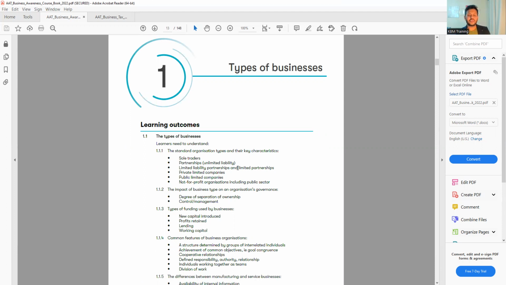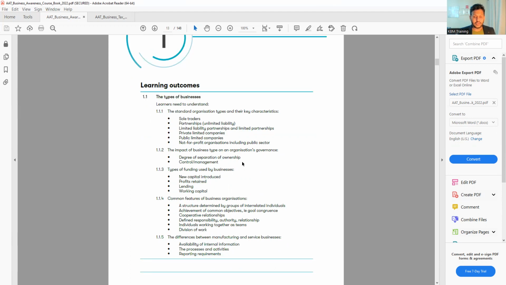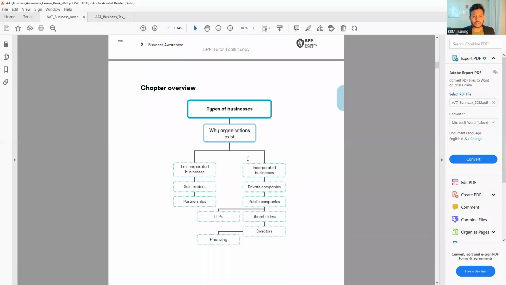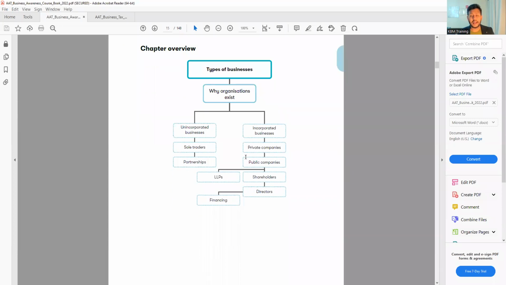Okay, now the first chapter covers the types of businesses. From this chapter, we're going to learn how many types of business we have, how they operate, what the legal requirements and compliance are for each business, and which business is suitable for what person. So we're going to look at all of these things in this area. We'll move to our chapter overview and talk one by one about every single business we can operate in the United Kingdom.